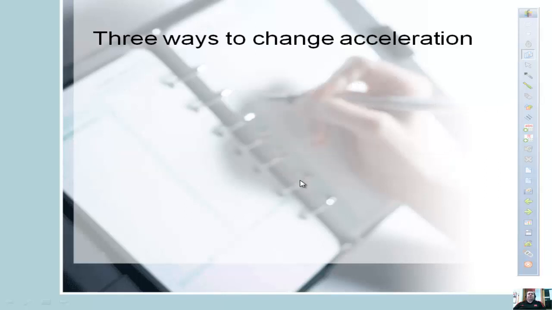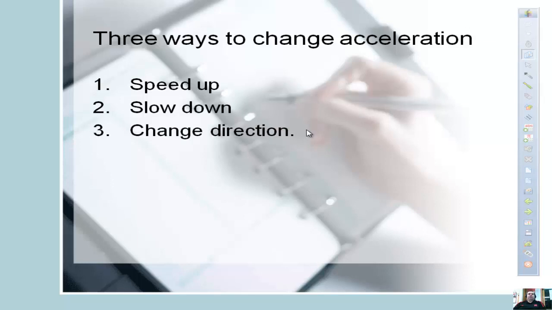There's three ways to change the acceleration. We've already talked about the first two. We can speed up. We can slow down. The other way to change acceleration, think about what the definition of acceleration was. The rate of change of velocity. And what was unique about velocity? Velocity was just going to be how fast you're going in a given direction. So the other way to change acceleration is going to be to change your direction. So three ways to change acceleration: speed up, slow down, change direction.